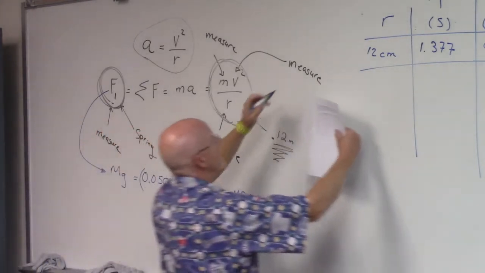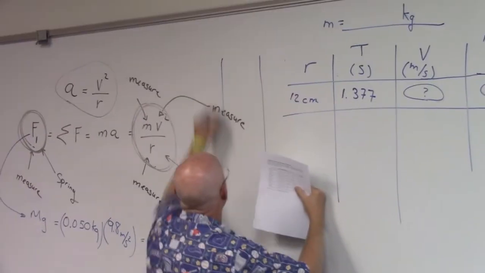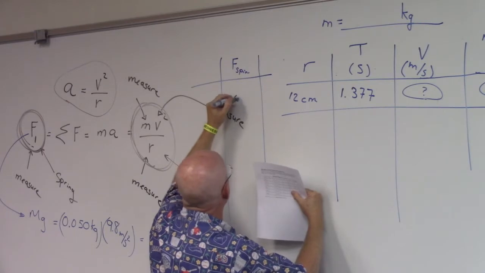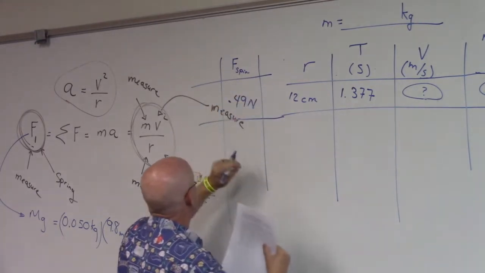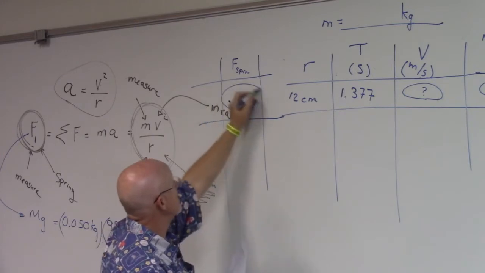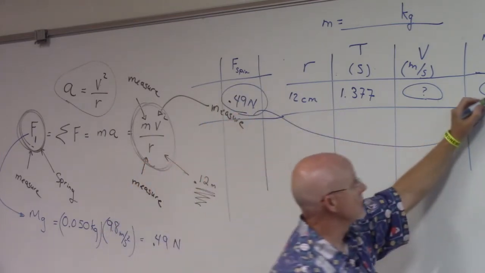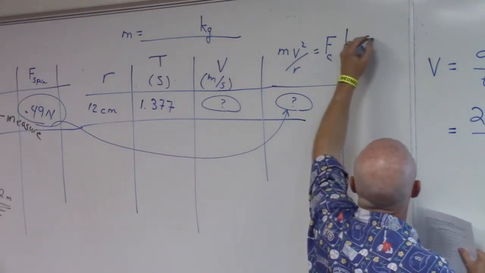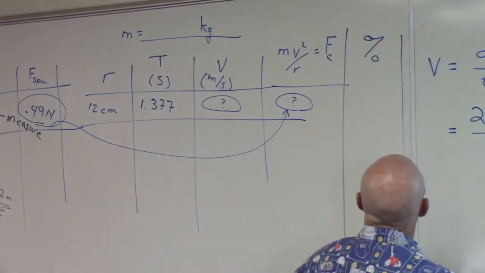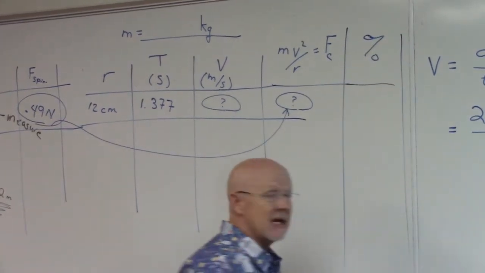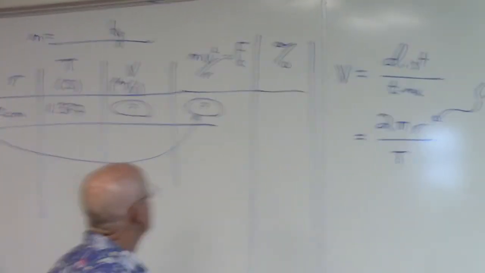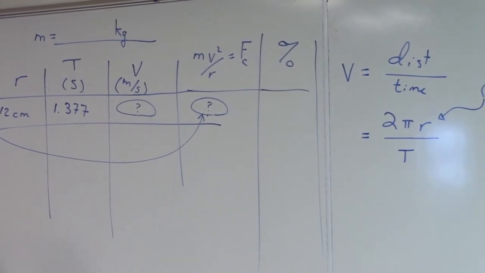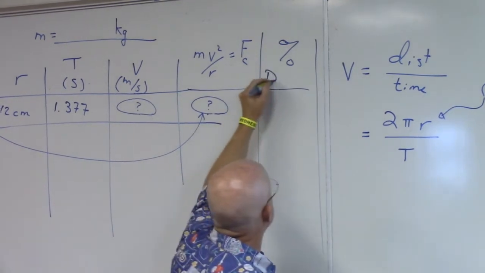And so maybe continuing the chart here, you have right here force from the spring, and you have that 0.49 newtons right there. And so does this match that? Which brings me to the last calculation in the column. The last calculation is trying to say how close are these two numbers? What is their percent difference?